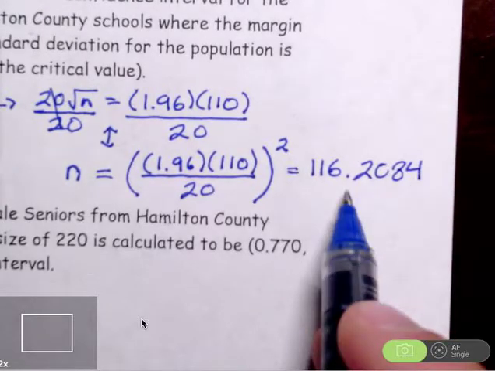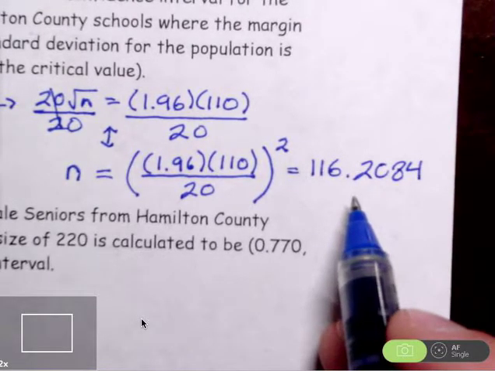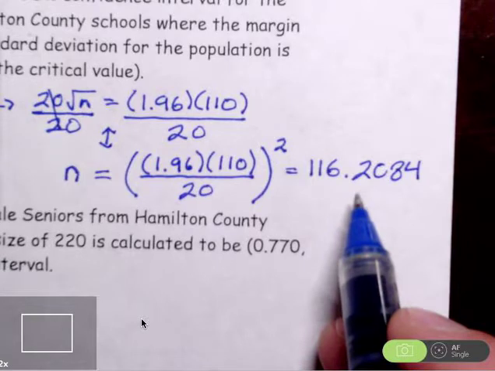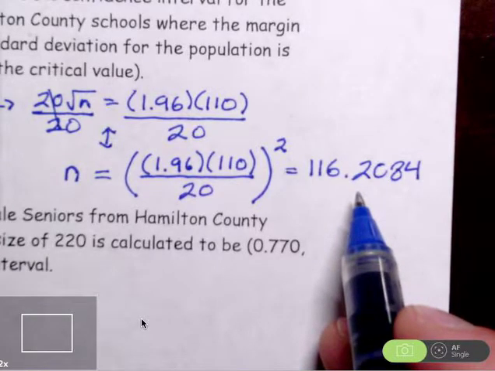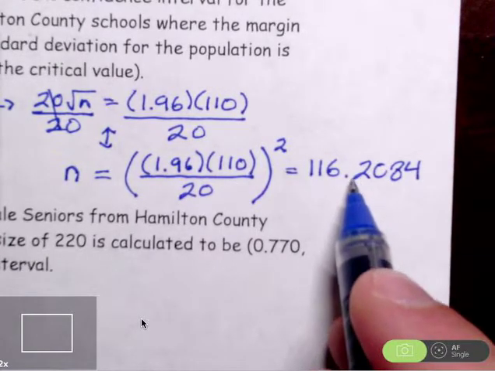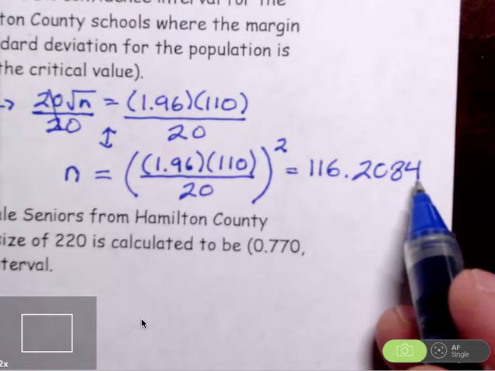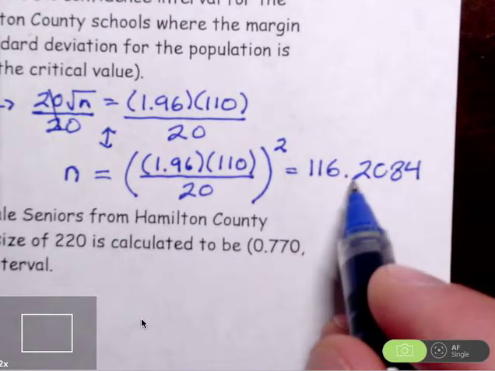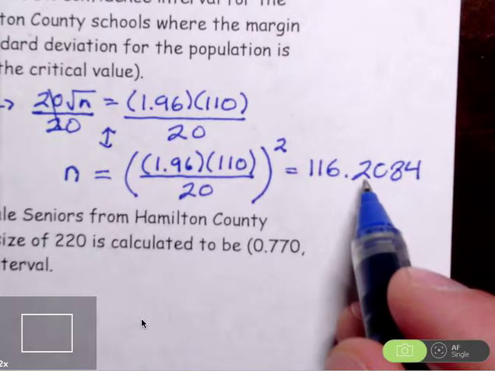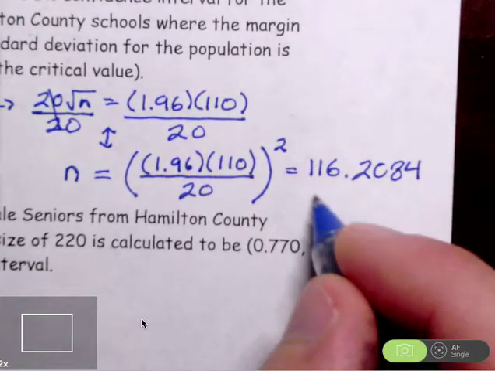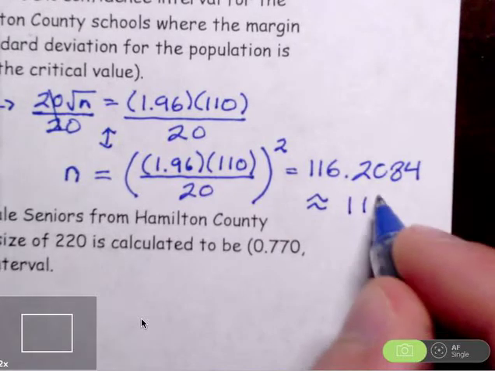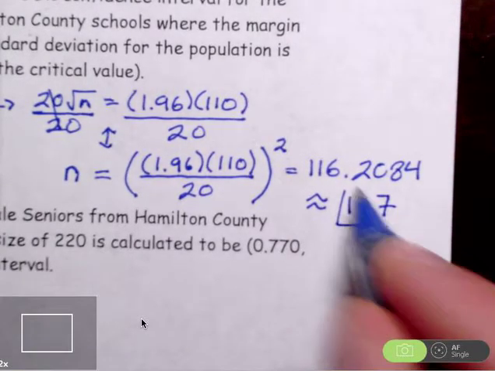Now, be careful. You don't want to round this in the typical way. In order to guarantee that 20-point margin of error, I still need this 0.2084th, if you will, of an observation. So even when the value is less than 0.5, we always round this up. So really, the sample size that we want to guarantee this margin of error is 117.